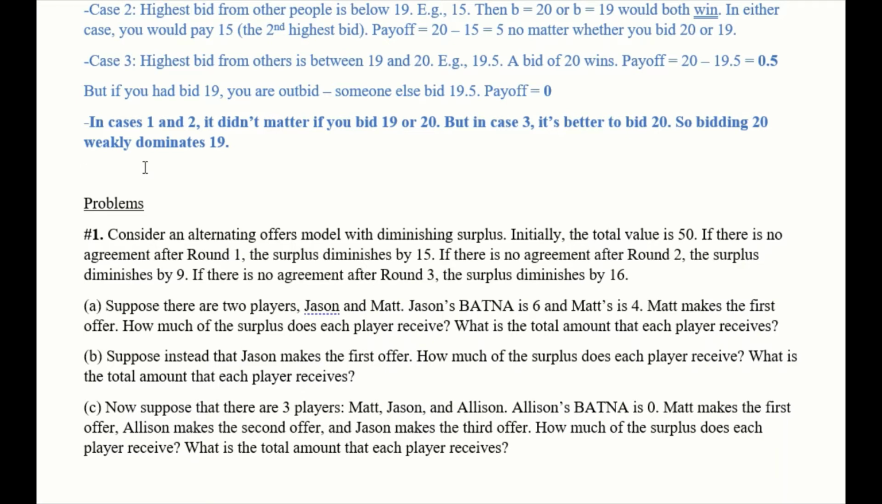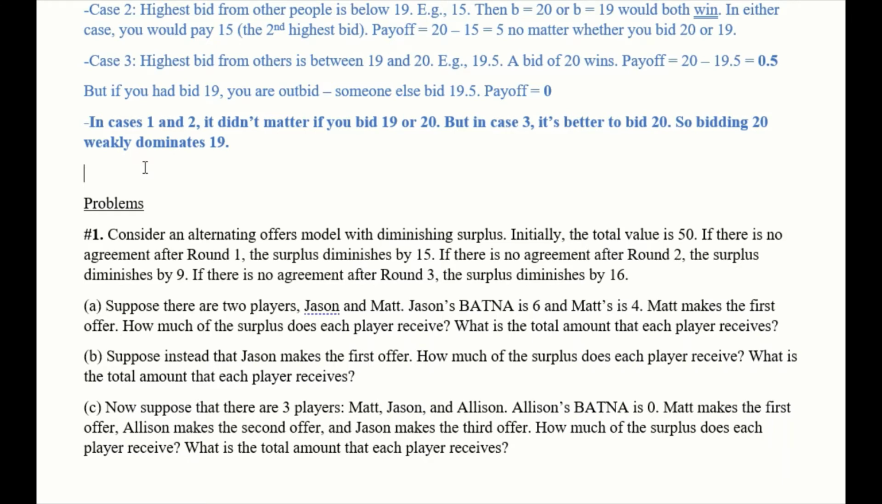So as I said, one important consideration is what is everybody's BATNA? What could they get if no deal is reached? So let's say there are 2 players, Jason and Matt. This is based on one of my office mates from grad school, back when I was at the University of Oregon. So Jason's BATNA, let's say, is 6 and mine is 4. I get to make the first offer.